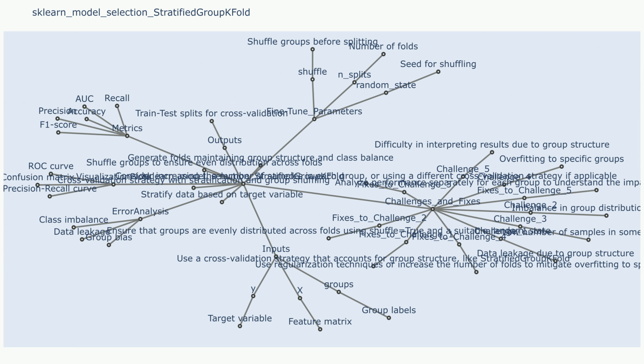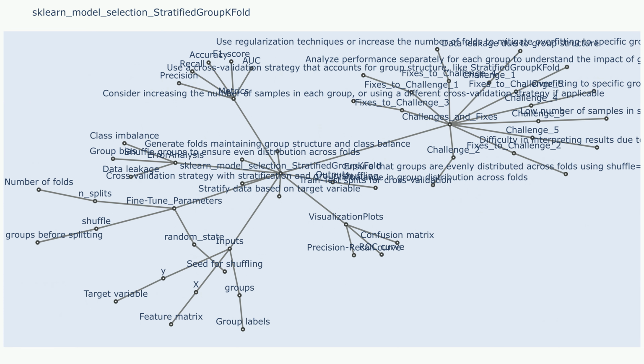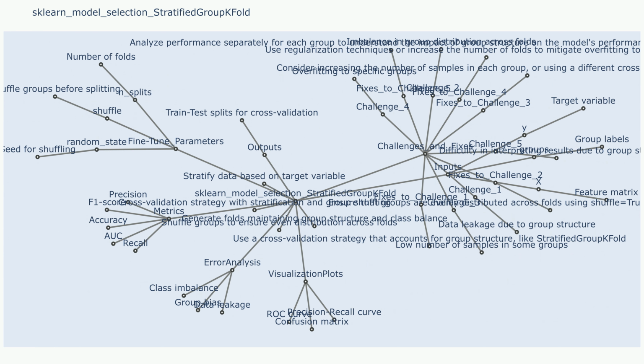Steps: the data is split into groups. The data within each group is stratified based on the target variable. The groups are shuffled. The data is divided into folds, ensuring that each fold has approximately the same percentage of samples from each target class within each group.